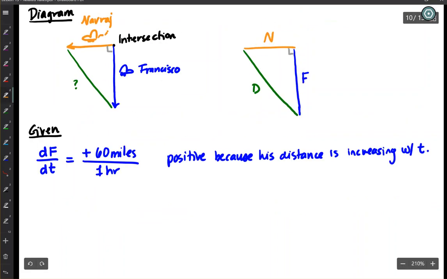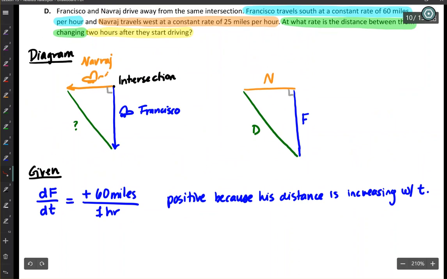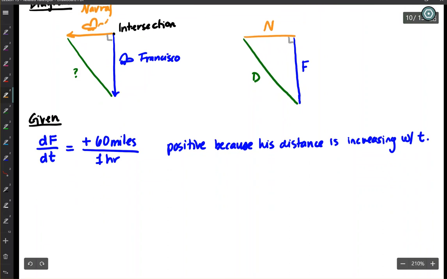All right, we're also given that Navraj is traveling at a constant rate of 25 miles per hour. That means that the distance n that he has traveled is increasing at this constant rate of 25 miles every hour. dn dt, or if you want n prime, is going to be, again, positive 25 miles for every 1 hour. Again, positive for the same reason.